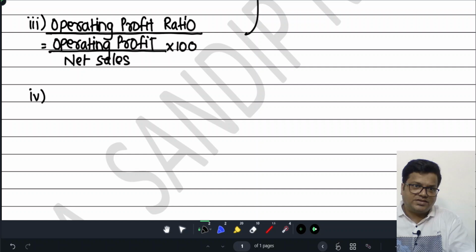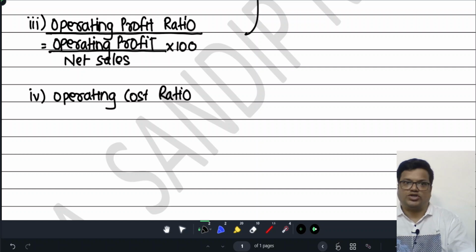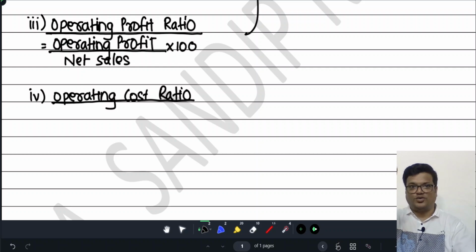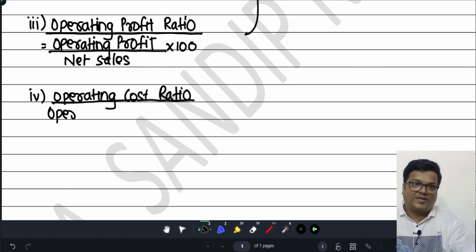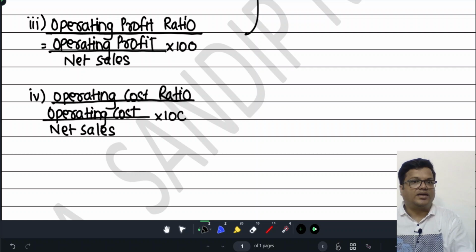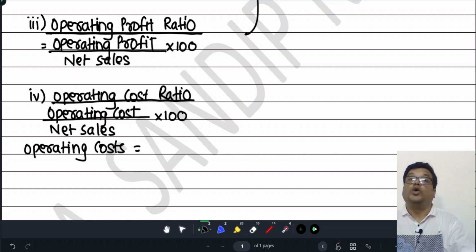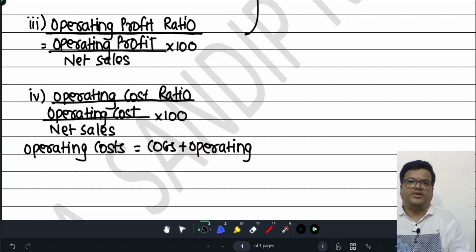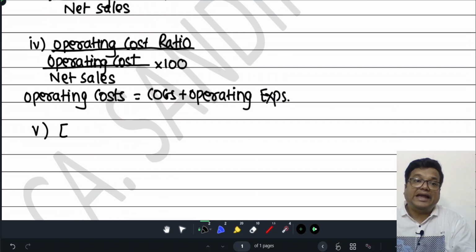Fourth one. Okay. This is operating cost ratio. Now, operating cost ratio, I know you have already created answer in your mind. Yeah, it is what we discussed, guys. Numerator would be the name of the ratio, correct? So operating cost divided by what? In the denominator, we'll put what? Net sales into 100. So what would be the contents of operating cost? Okay, so operating costs would be what? They would be cost of goods sold plus all other operating expenses, office and administration expenses, selling and distribution expenses, everything over here.